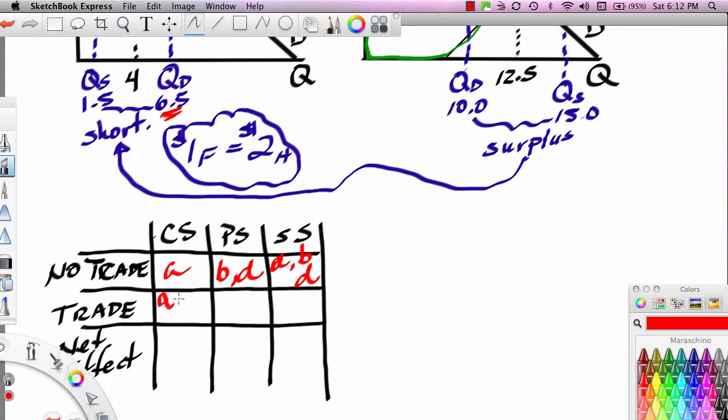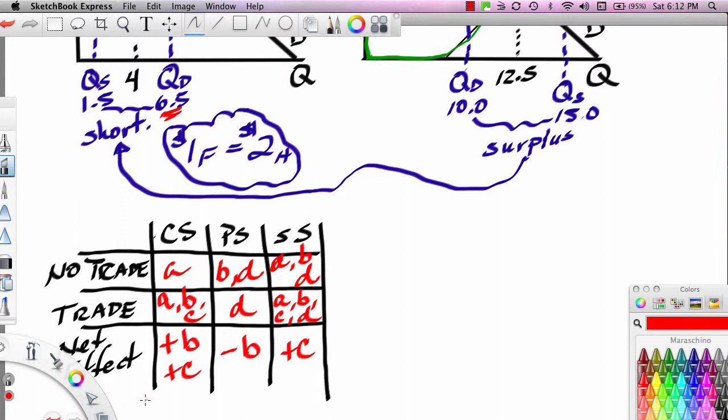Consumers are getting A, B, and C. So consumers are up area B, and they're up area C. Producers, on the other hand, only get area D, which means they lose B. Remember, societal surplus is consumer plus producer, so society ends up with A, B, C, and D. Society is up area C.